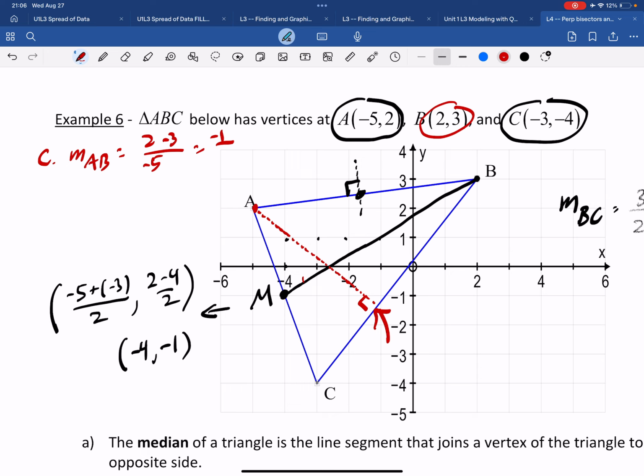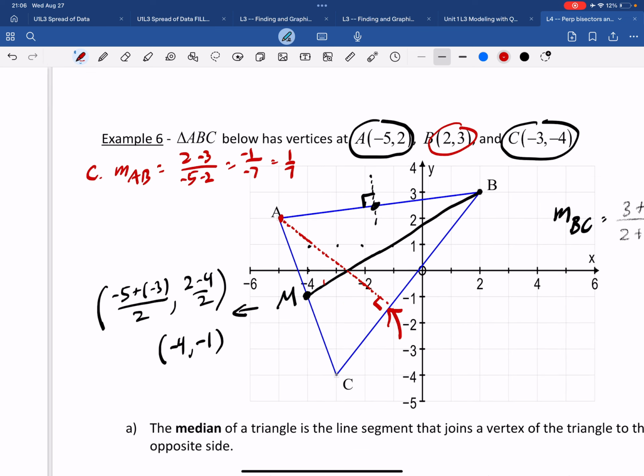And then we have negative 5 minus 2, which is negative 7. So the slope of AB is negative 7. I think it's negative 7.